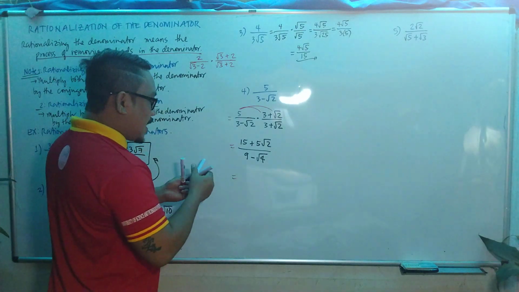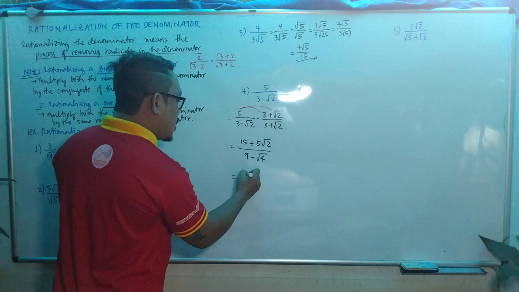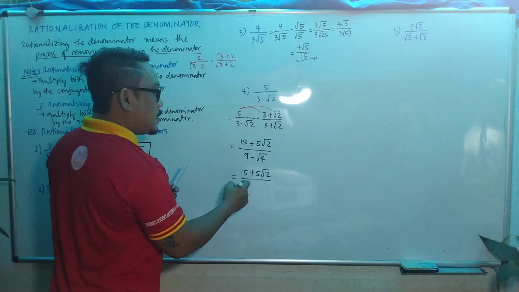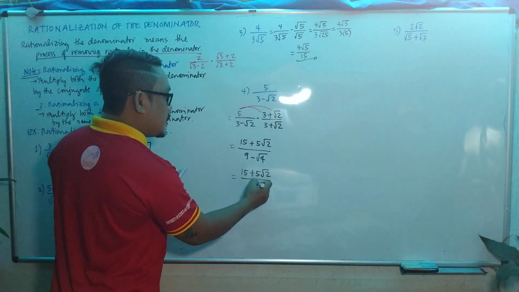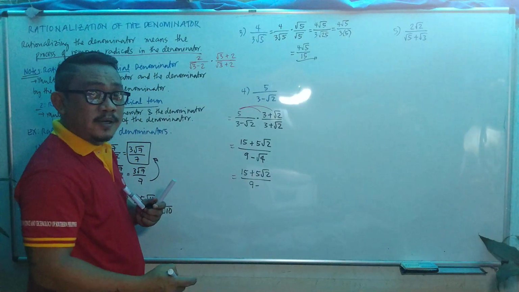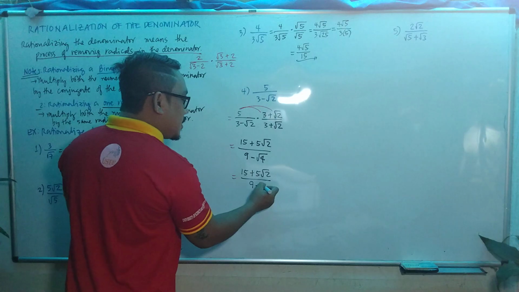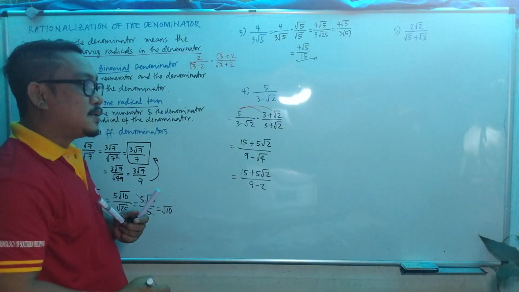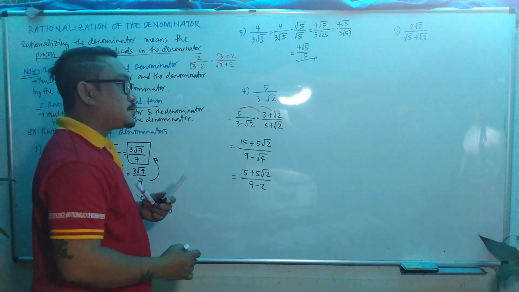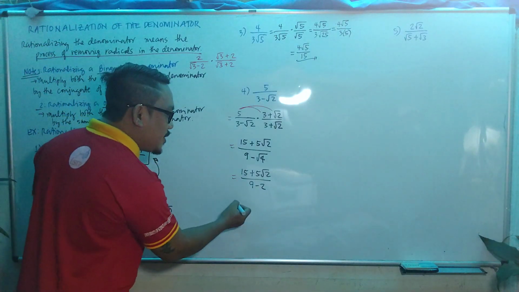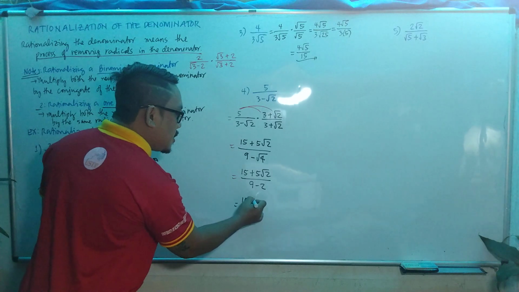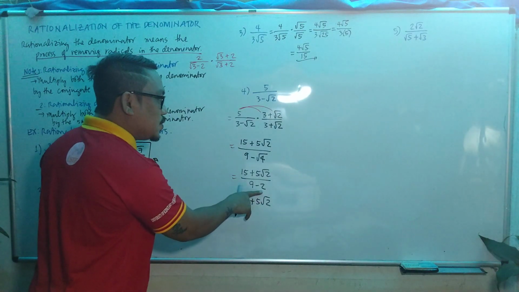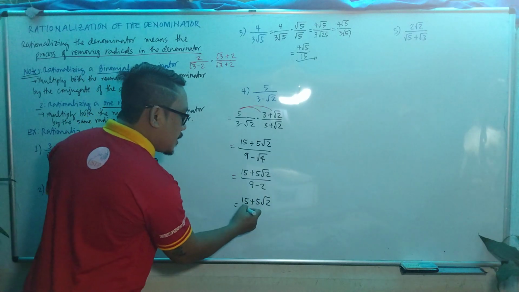Okay. You just copy 15 plus 5 square root of 2 over 9 minus, what is square root of 4? We have now, that is just equivalent to 2. Okay? So let's continue. You have 15 plus 5 square root of 2. What is 9 minus 2? You have 7.